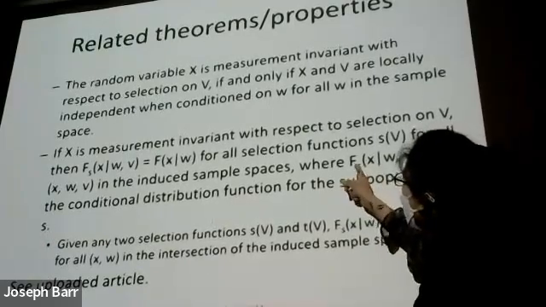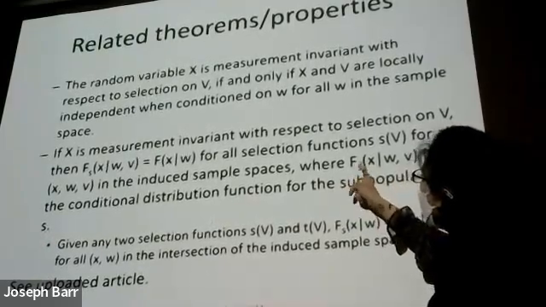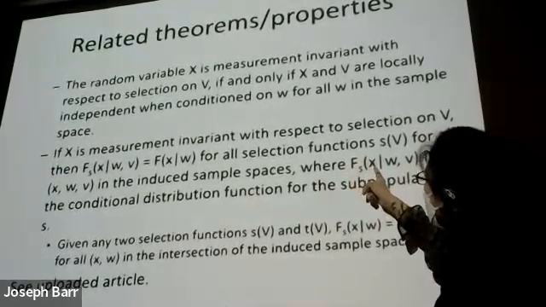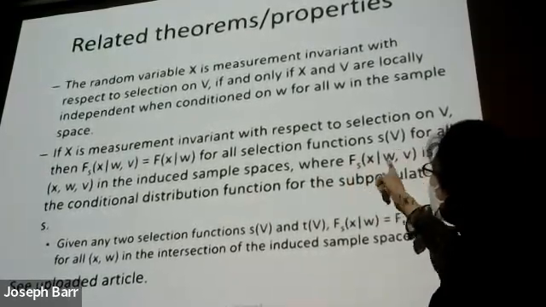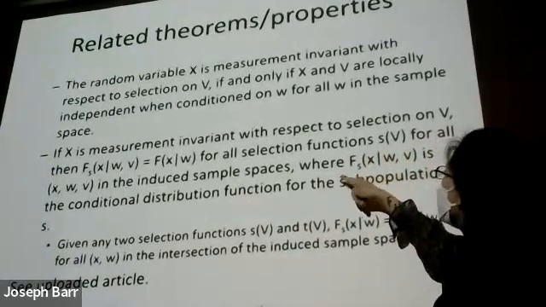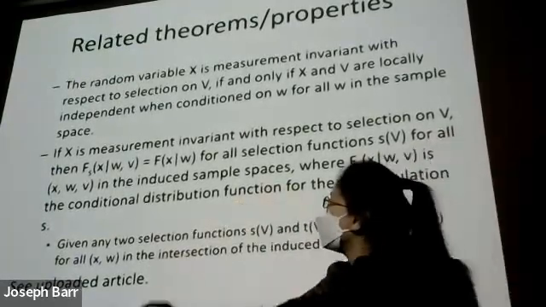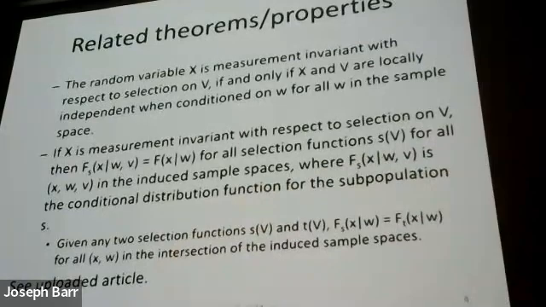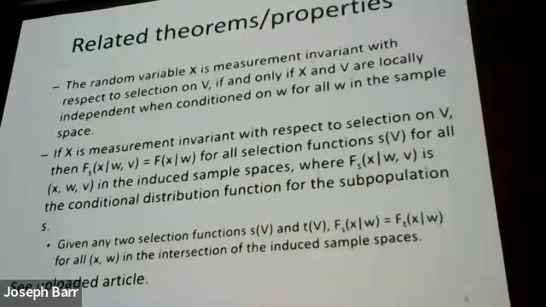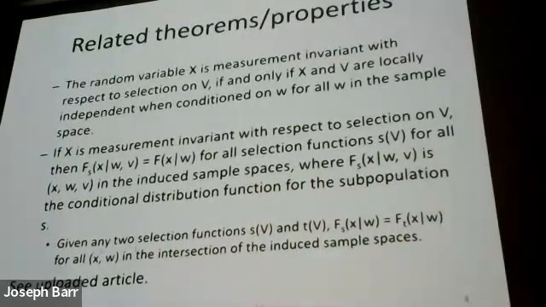Conditional on male, what is F of X, V and W? What is the function based on female? So these are the conditional dispersion functions for the subgroup S. Given any two selection functions, for example S or T, you can just think about female and male. We have two functions, and these two are the same, based on S or based on T, as I said, for all W, X and W.